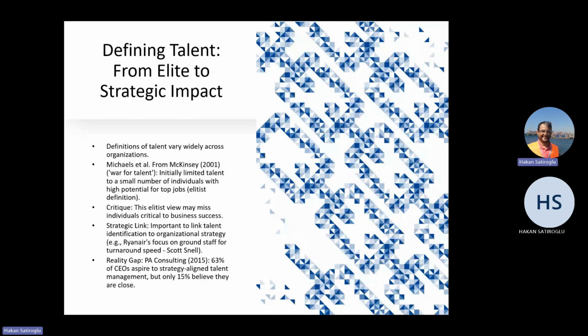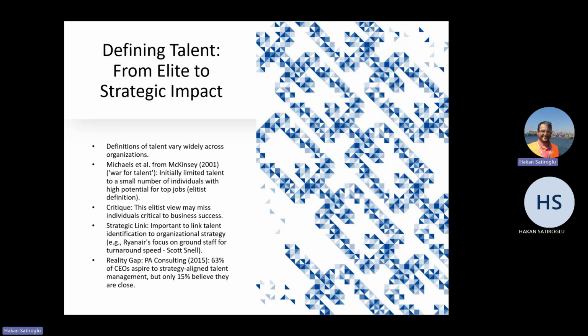So the first question is defining talent. It is impossible to define talent, because different approaches come up. But we have what we have and what we don't have in the main subject. This definition is used very widely across organizations. It is from Michaels et al. from McKinsey, the consultants' organization. I think this should be small.